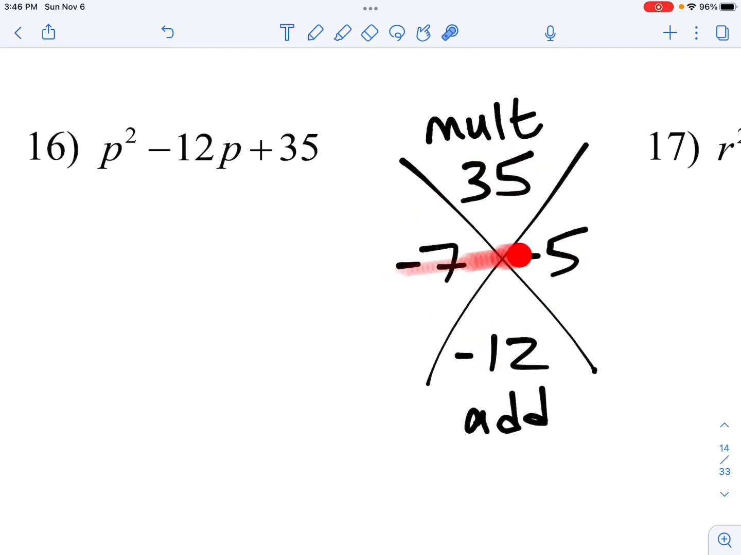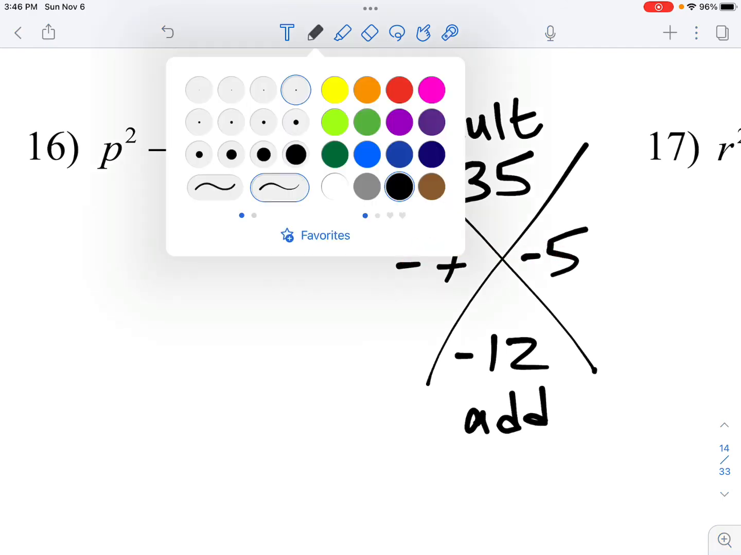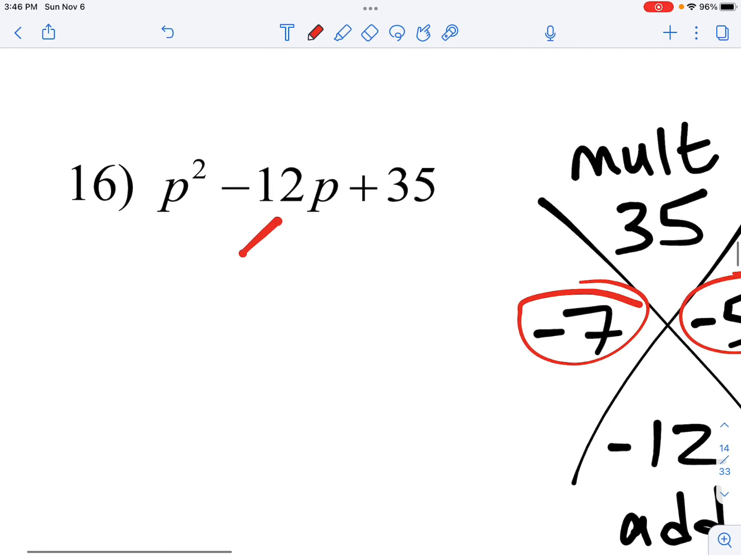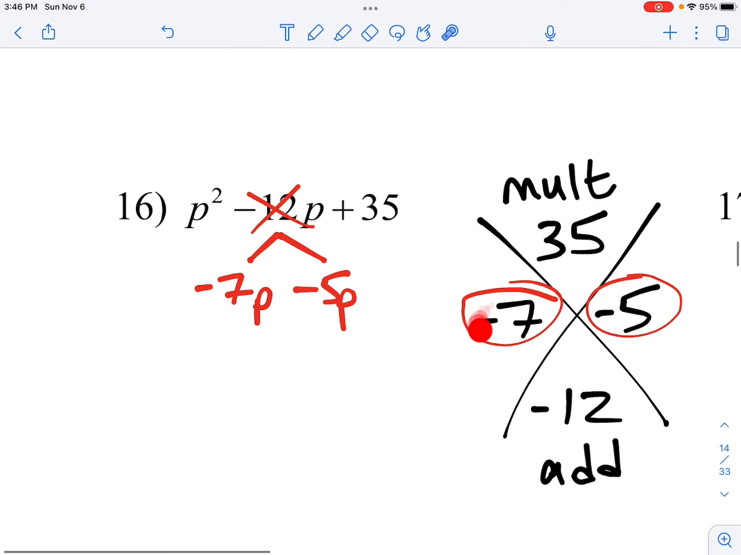But once you find these 2, I am going to use these 2 numbers, and I am going to do what is called split the middle. I'm going to take that -12, and instead of writing -12, I'm going to write -7p and -5p. These 2 numbers replace this one. You're going to split it up. That's why it's called split the middle. And this p squared, I want that to stay in front, so I'm going to write it here. And this 35, I need to keep that at the end, plus 35.